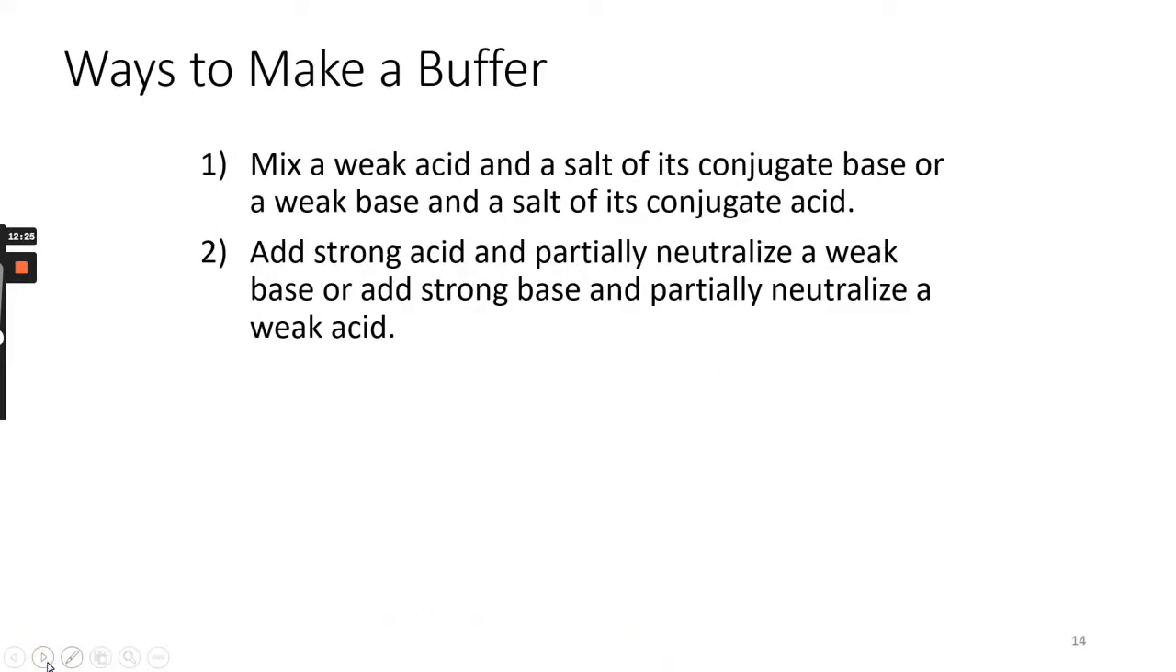So how do we make these buffers? One, we have to mix a weak acid with a salt of its conjugate base, or a weak base with the salt of its conjugate acid. Or the second way is you can add a strong acid and partially neutralize a weak base, or a strong base and partially neutralize a weak acid.